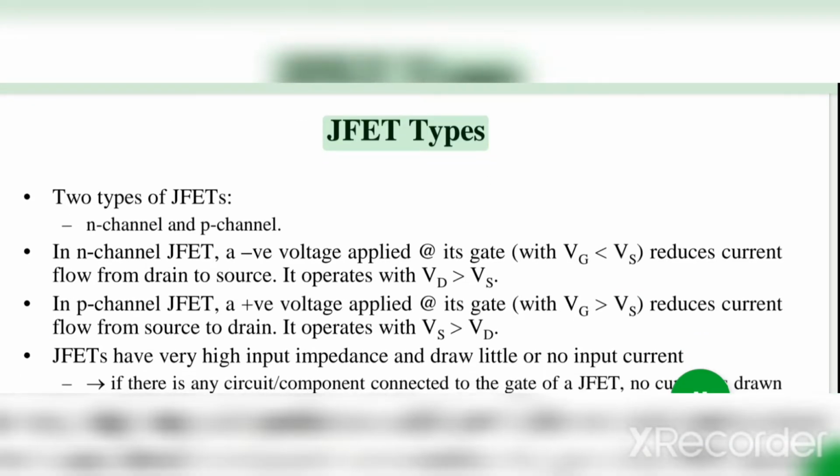JFETs are depletion devices. FET types. There are two types of JFETs, N channel and P channel. In an N channel JFET, a negative voltage applied at its gate, VG negative, reduces current flow from drain to source. It operates with VD positive. In a P channel JFET, a positive voltage applied at its gate, VG positive, reduces current flow from source to drain. It operates with VD negative.